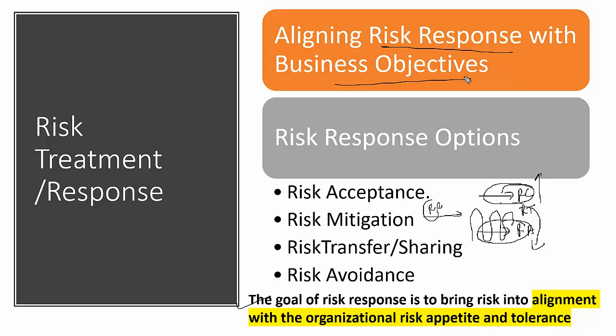We have 4 options in the risk response. We accept the risk when the tolerance is equal to or below the appetite. When the current risk is above the appetite and we implement controls to bring the risk below the appetite, that is called risk mitigation. We go for risk transfer when the likelihood is low but the impact is very high, like medical insurance or cyber insurance.